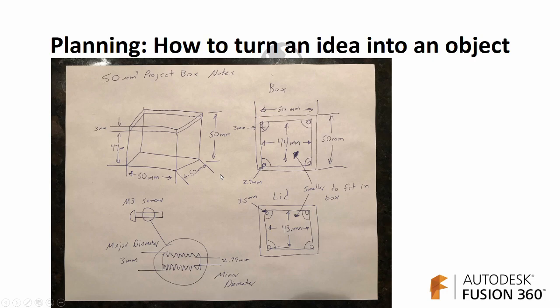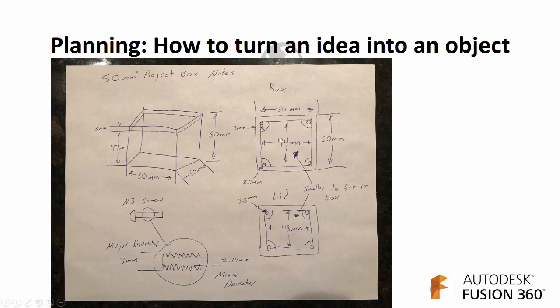So today, this video is going to guide you through the process of creating a 50mm cube project box. I started by just drawing a cube and throwing some dimensions on here. So it's 50mm tall, 50mm deep, 50mm wide. Over here on the right, you see a top view of the box. And I've said I like the dimension of 3mm for the wall thickness here. If the box is 50mm on the outside dimensions and we have a 3mm wall thickness, that means you're going to have a 44mm opening inside the box.